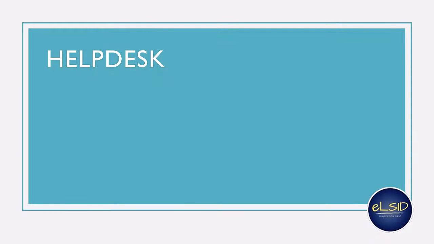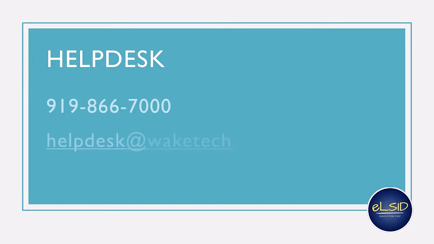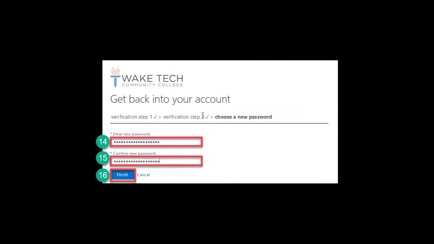If your verification methods are out of date or not working properly, contact the ITS Help Desk at 919-866-7000 or helpdesk@waketech.edu. Once your account has been verified, you will be prompted to change your password.